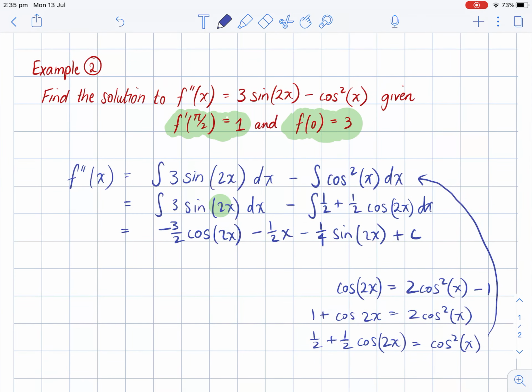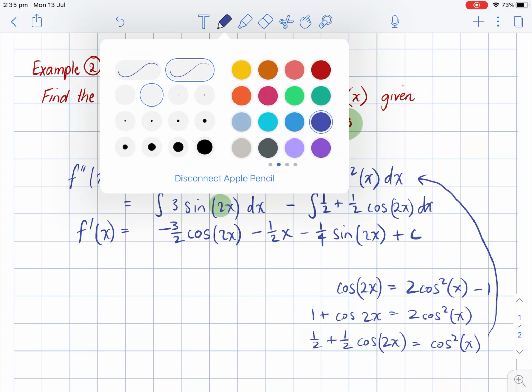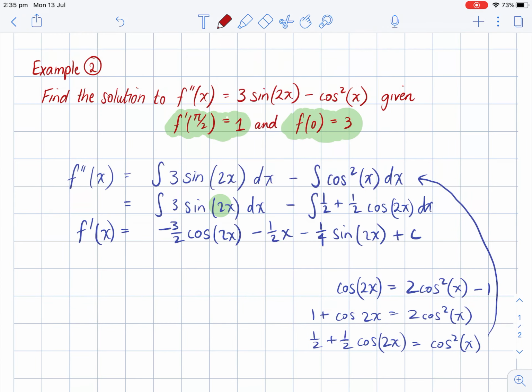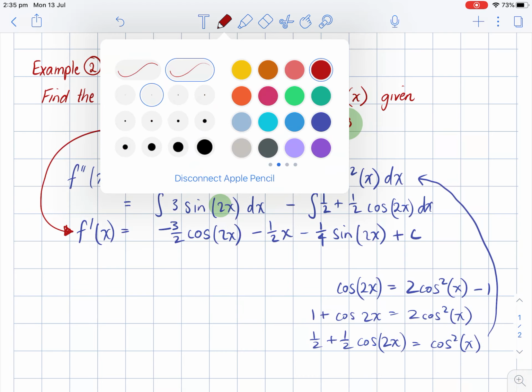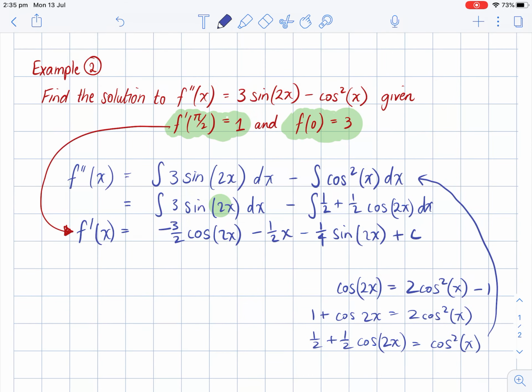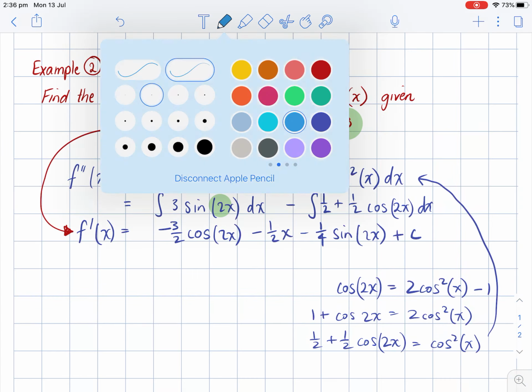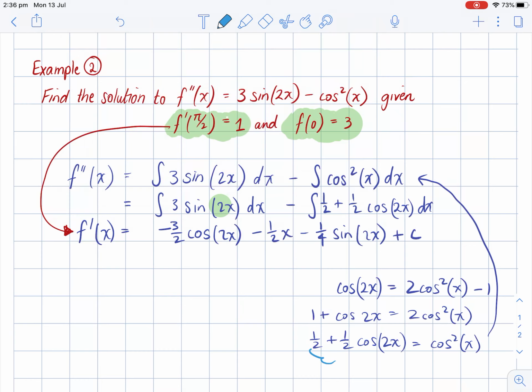So now that I've integrated, I have f dash of x. All right, now I'm going to use this first condition up here and substitute that in to find out what c is before I go any further, because if I can avoid having multiple constants represented as letters, I'll do that. Now I'll just work in a separate colour so I don't mix it up with my formulas over here.